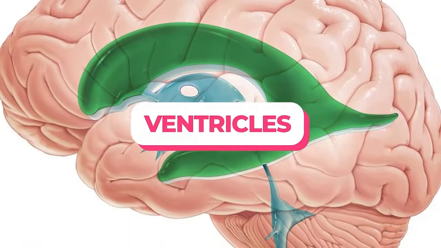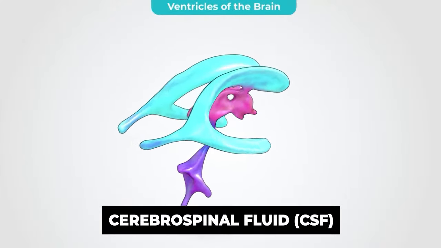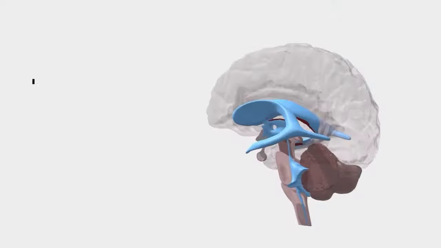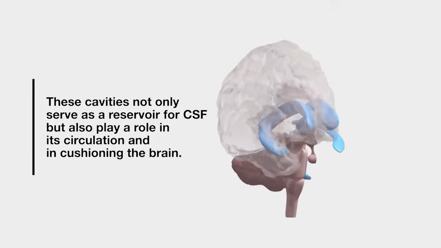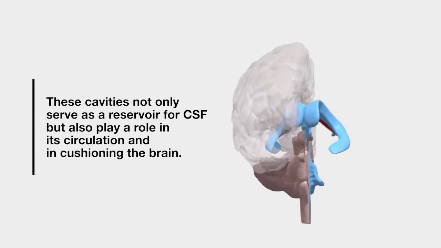Ventricles. The ventricles of the brain are a connected system of cavities filled with cerebrospinal fluid, CSF. These cavities not only serve as a reservoir for CSF but also play a role in its circulation and in cushioning the brain. Anatomy and structure.